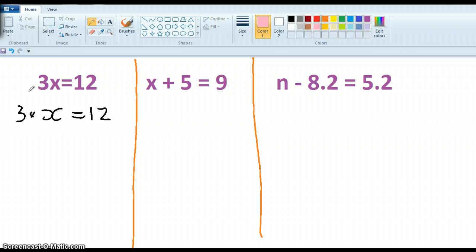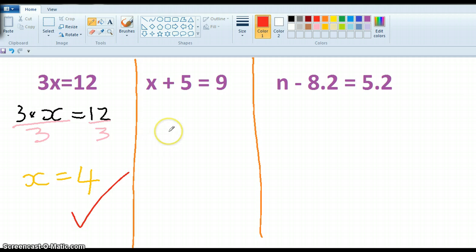We've got 3 times x. Divide by 3. So we can divide both sides by 3 and they'll still be equal. 3 divided by 3 is 1. So we've got x equals 12 divided by 3, which is 4. Okay, that's great.